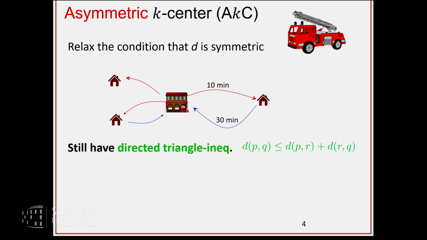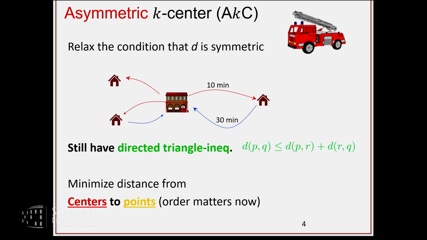Okay, everything else about the problem is still the same. We still have the directed triangle inequality, so the distance from some point p to q is at most the distance from p to r plus r to q. Now we have to be a bit more careful in how we define the objective. We're minimizing the distance from the fire stations to the addresses, where the order matters. We just have to be careful that we're consistent with how we define the order. Okay, is the problem clear to everybody?